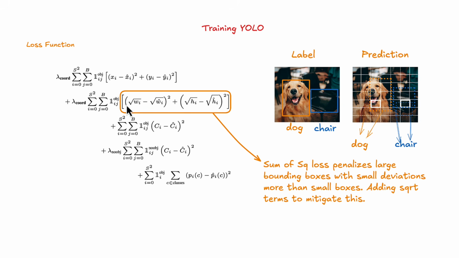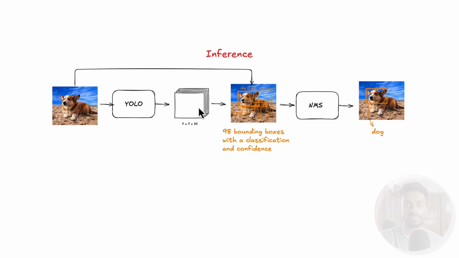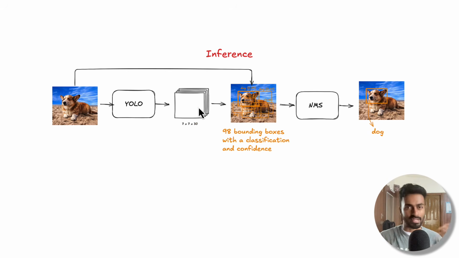But in this case, we see these square roots over here. This is to ensure that we're not over-penalizing the small differences from large bounding boxes more than small differences from small bounding boxes, which may be the case. And so this is why we add square root terms to mitigate those differences. So we don't want to penalize large bounding boxes. And so that was kind of the entire training.